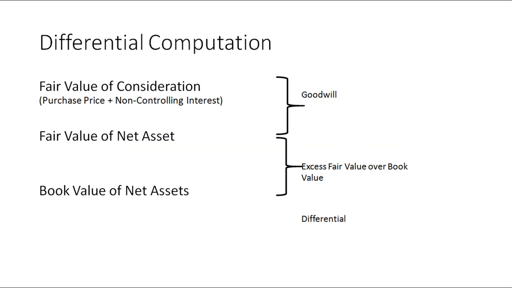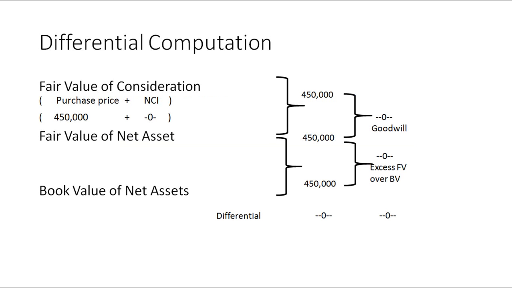We need to compute the differential. We already know that it's 0 for this example, but we need to go ahead and practice, and as we build, we're going to have a differential, so let's see what we do. The purchase price is $450. The NCI value in this case is 0. The fair value of the net assets is $450. We just saw that. That gives it 0 goodwill. The book value of the net assets is $450, and that gives it 0 excess fair value over book value, and gives us a total differential of 0.